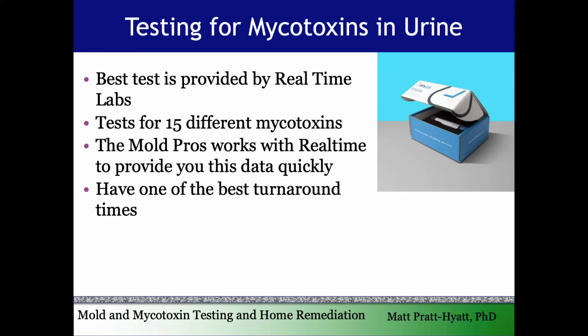They're turning around results in 3 to 4 days, where some of their competitors are not getting the results back for about 2 weeks. That's really important when you're trying to figure out what's causing you to be sick and whether or not we need to do remediation of your home. So they can be there on Monday, send the results out on Tuesday, and have results by Friday, so you can start doing the remediation as quickly as possible.